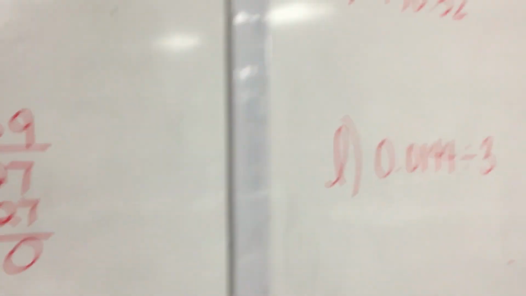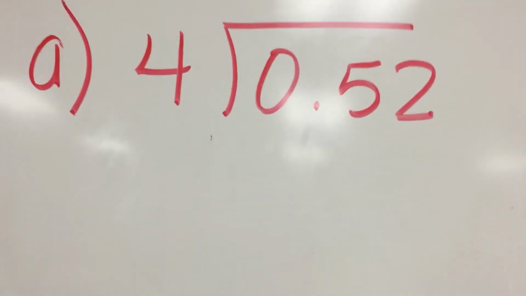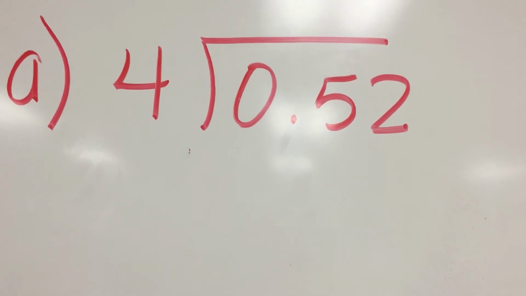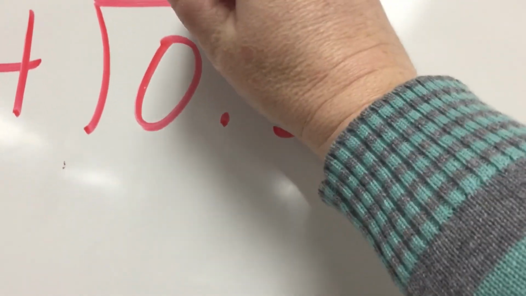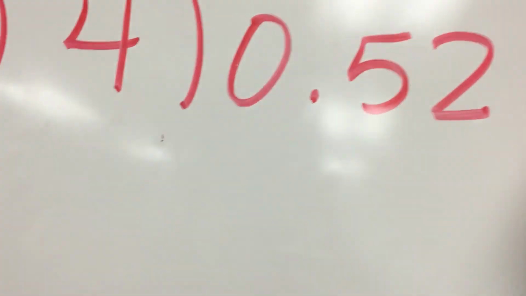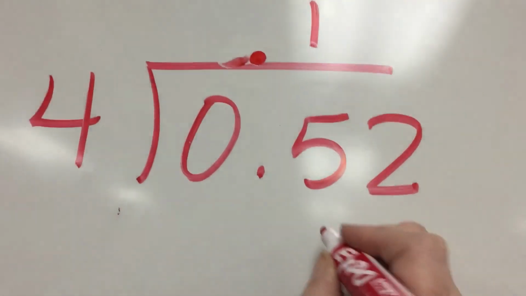Let's go ahead and do a couple of the problems from lesson practice. A, 52 hundredths divided by 4. Okay, 4 will not go into 0. It will go into 5. Let's put our decimal right here. 4 goes into 5. I need to move that over a little bit. 4 goes into 5 1 time. 1 times 4 is 4.